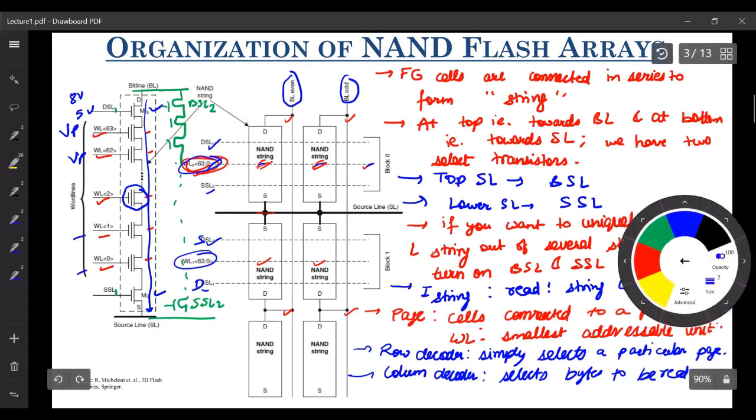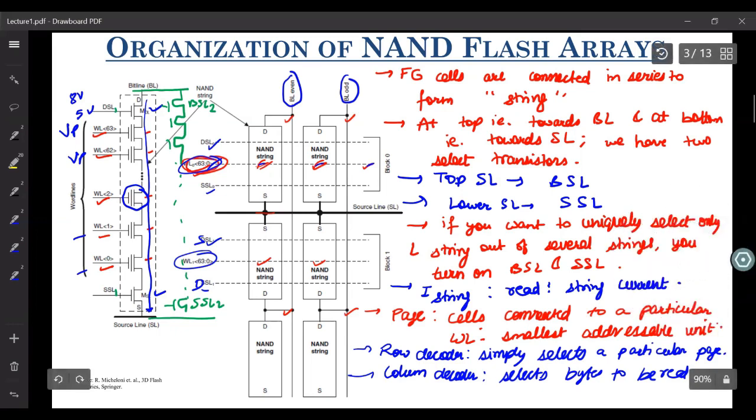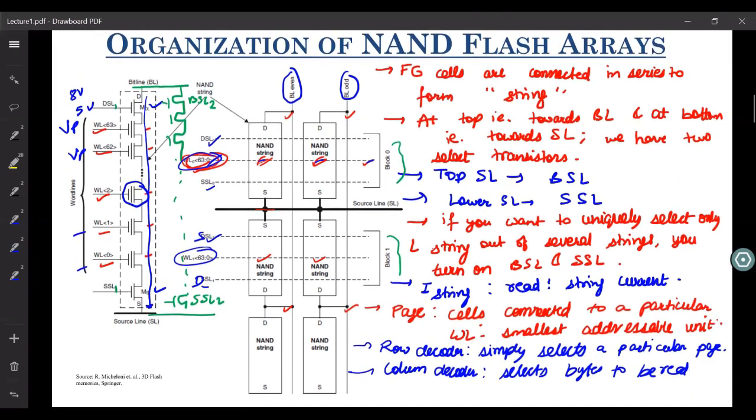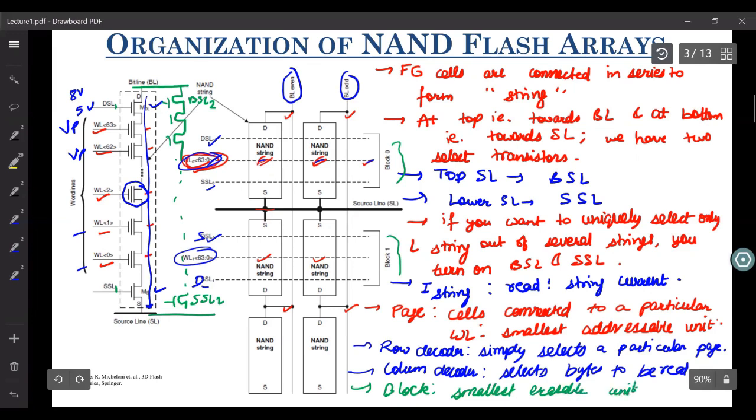Now another important term which you must have seen over here is this block. So you have block 0, block 1. What are these blocks? Your NAND flash memories are divided into several blocks. So what is a block? A block is nothing but the smallest erasable unit. All the cells within a block are erased together.